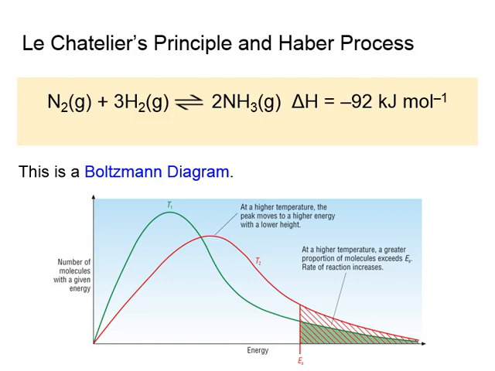An increase in temperature always increases the rate of a chemical reaction. The Boltzmann diagram accounts for this phenomenon. At higher temperature, a greater proportion of molecules has energy greater than activation energy. Revisit this concept in reaction kinetics if you are unsure.